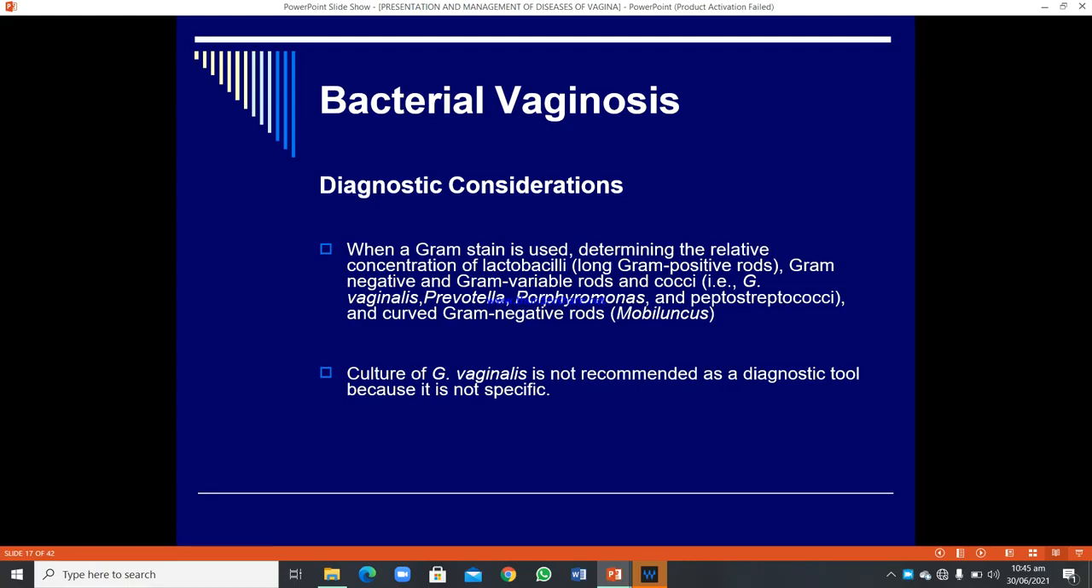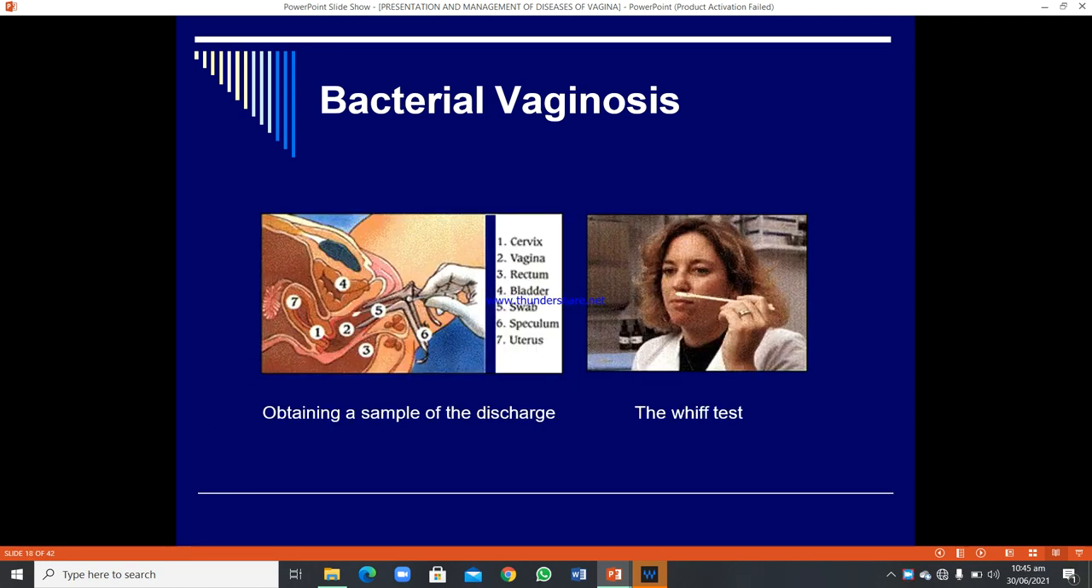When a Gram stain is used, determine the relative concentration of the lactobacilli, long gram-positive rods, gram-negative and gram-variable rods and cocci, that is Gardnerella vaginalis, Prevotella, Porphyromonas and Peptostreptococci, and curved gram-negative rods, Mobiluncus. Culture of the Gardnerella vaginalis is not recommended as a diagnostic tool because it is not specific.